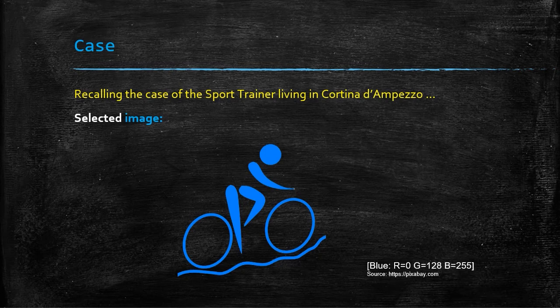Recalling the case of the sport trainer living in Cortina d'Ampezzo, you can imagine associating to the business this image: blue, R equals 0, G equals 128, B equals 255. This image evidently recalls a person biking. The line refers to the slope of the Dolomites.